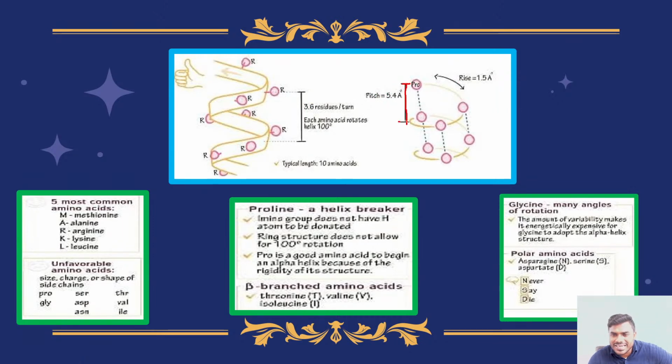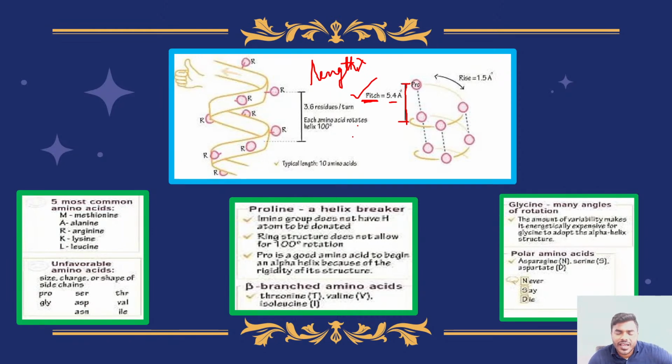These are all the distances. You can see, right? One turn, the pitch is how much? 5.4 angstrom. Instead of using the word length, we will always use the word pitch. Why do we use the word pitch? I already told all of you.